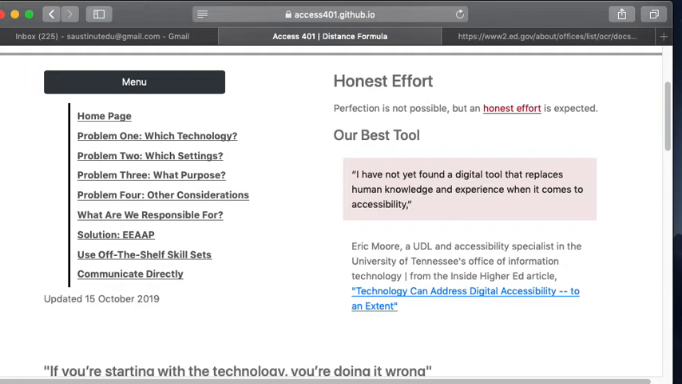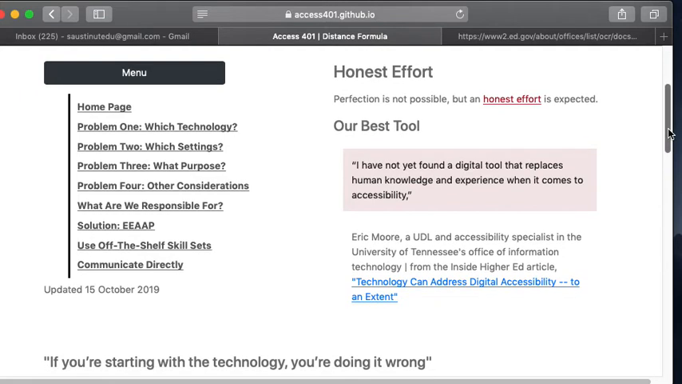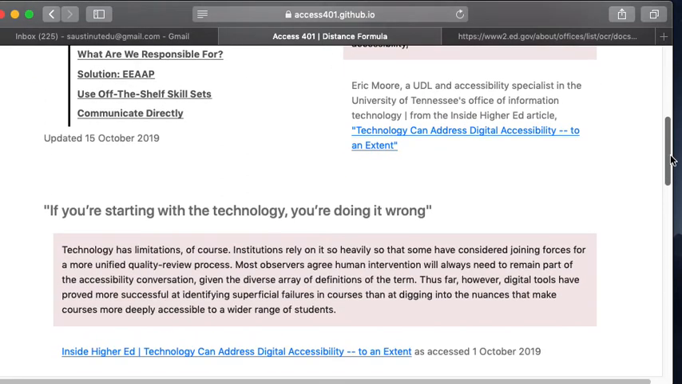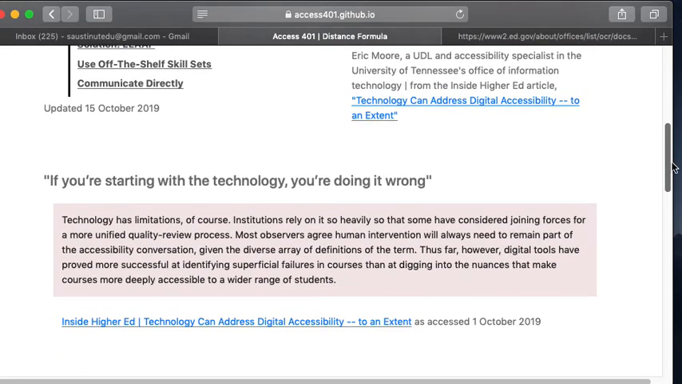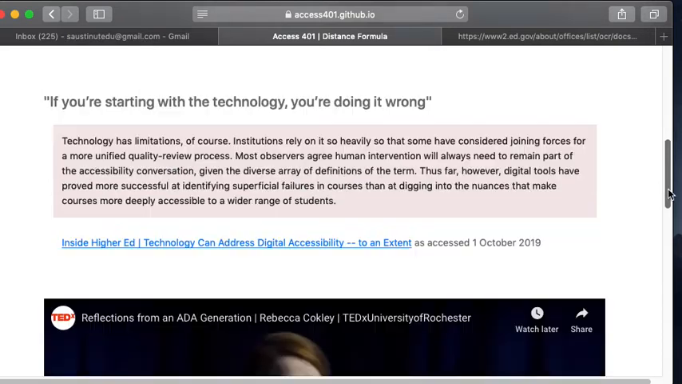So, there's a lot of wisdom. We have not yet found a digital tool that replaces human knowledge. That's from highered.com: when you're starting with technology, you're doing it wrong. The first resource is the teacher. It's you guys and what's in your head. You can teach the quadratic equation or chemistry or whatever.